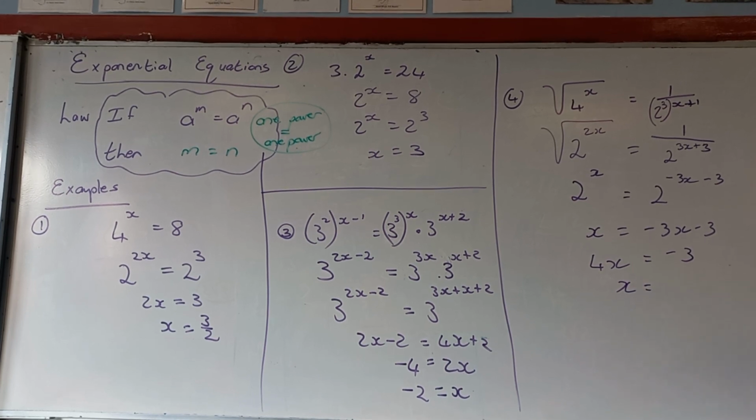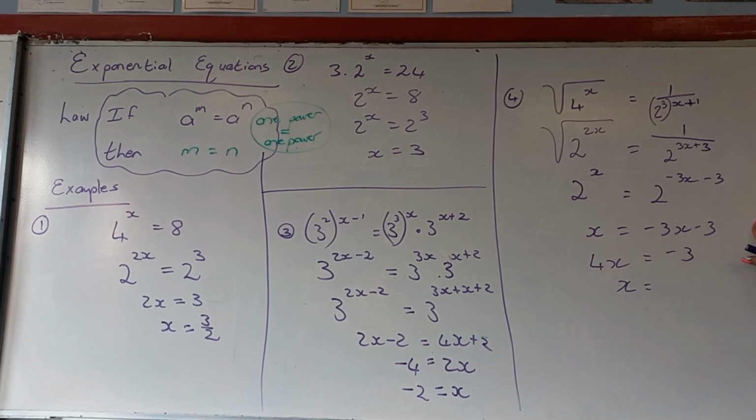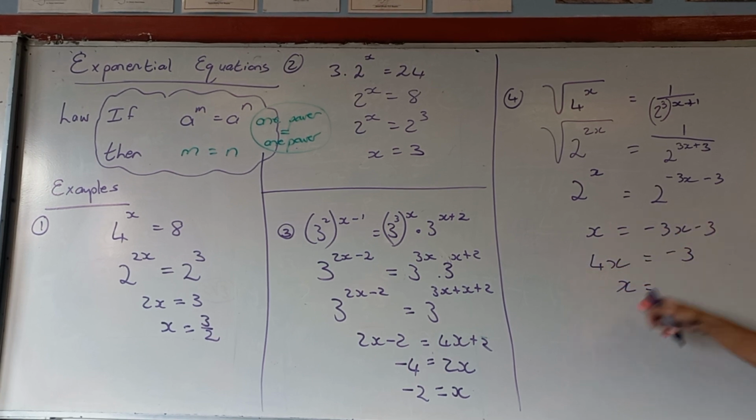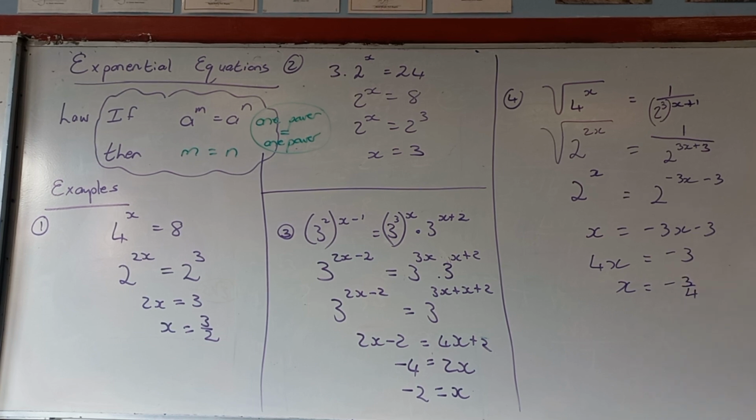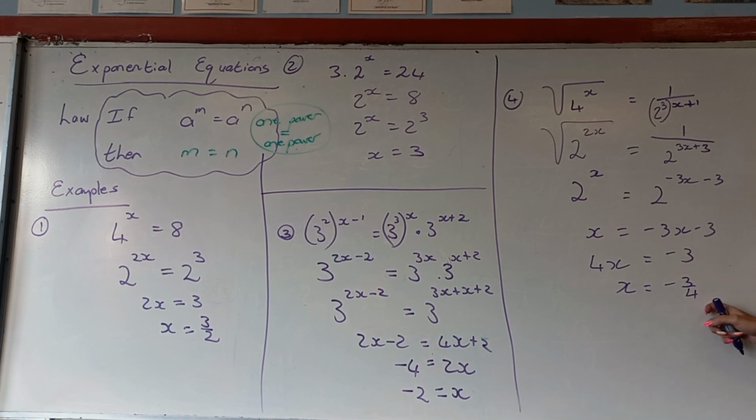I always like to keep it back to basics, grade 8 style. Whatever you do, to get the 3x away, you say plus 3x on the right, plus 3x on the left. To get the 4 away, you say divide by 4 and divide by 4, and the answer is negative 3 over 4.